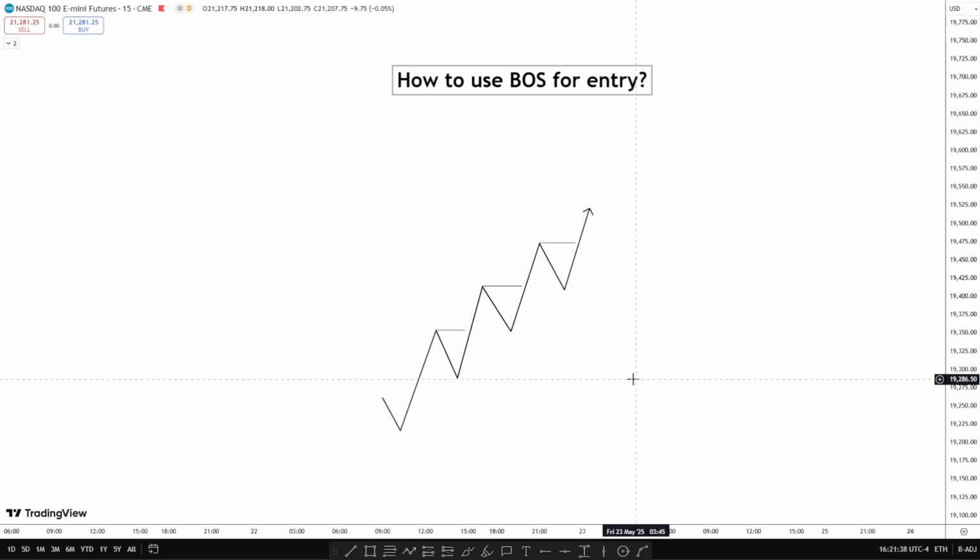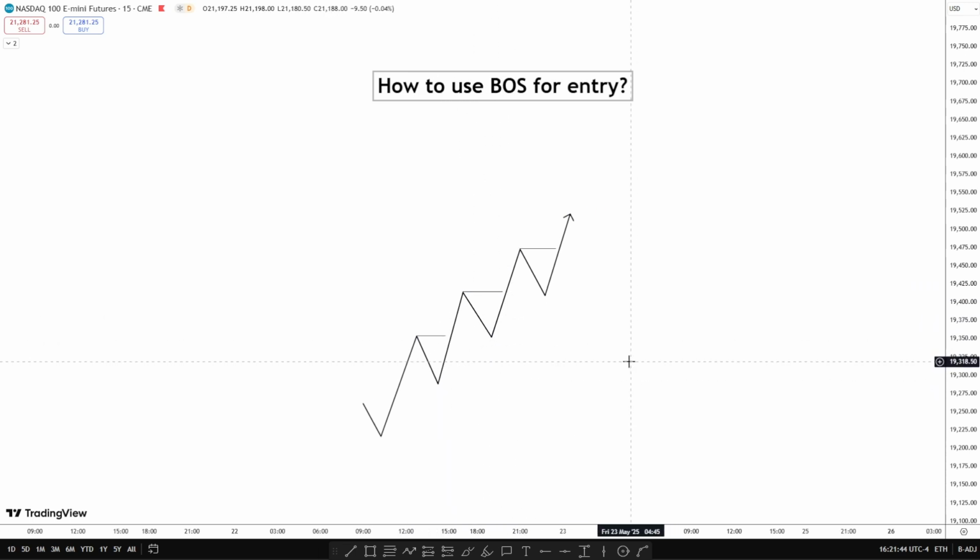Now what you can notice, every single time we get our break of structure and we close above, we get a slight retracement back inside the range. So today I'm going to be talking about how you can capitalize off the retracement back into the range.